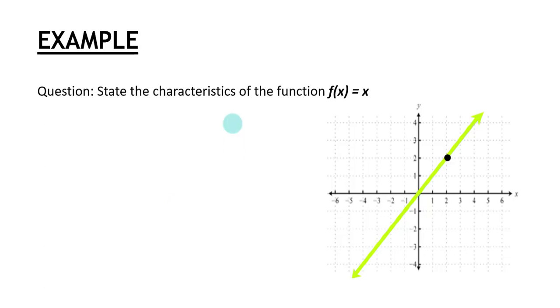The function we are taking is f of x equals x. First of all, we know that this is an identity function, and it is a linear function as well. It is a linear function because its degree is 1, and it is an identity function because whatever you plug in for x, you will get for y. That is why we say that it is an identity function.